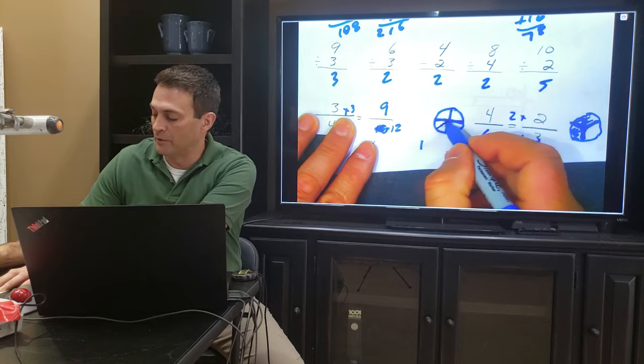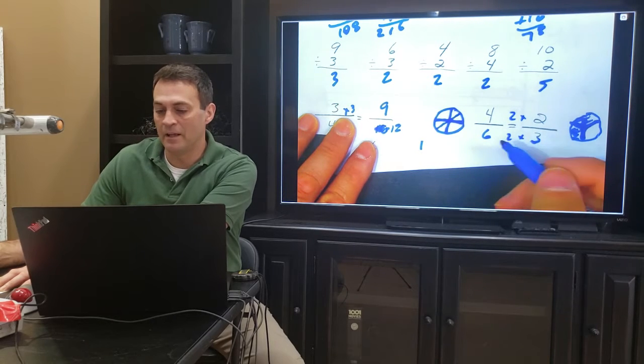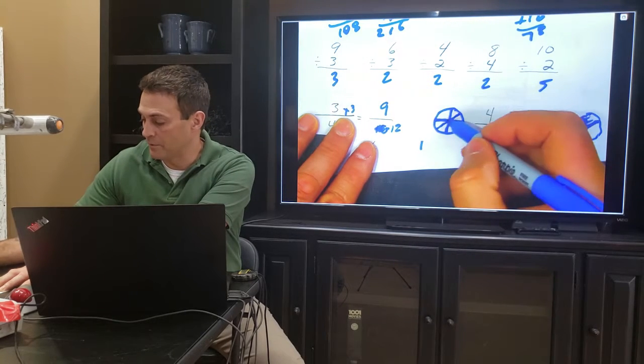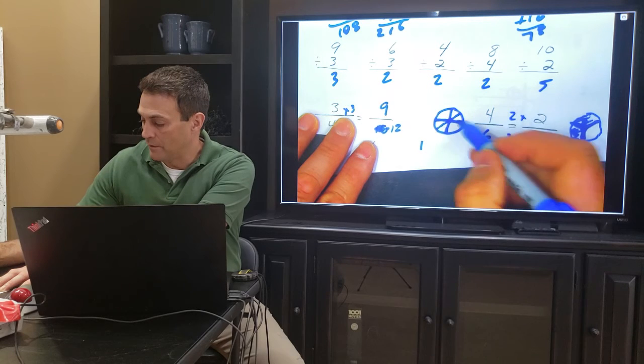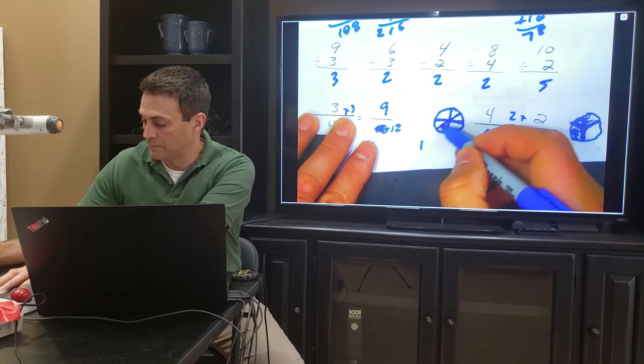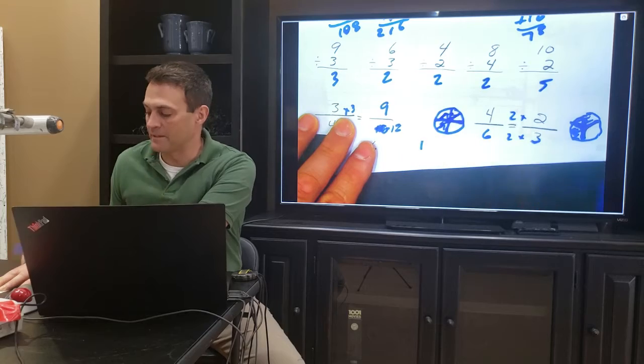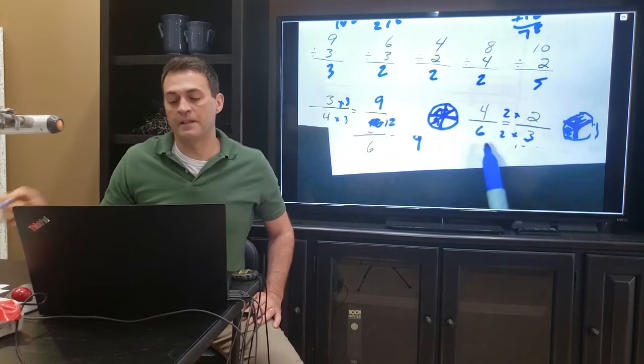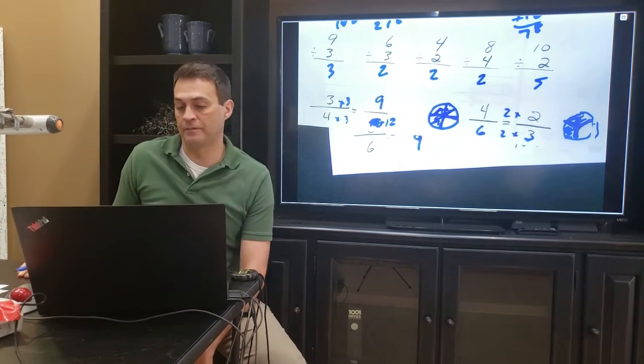Anyway, they're not really proportional, but this would be 4/6. 1, 2, 3. 1, 2, 3, 4. So anyways, it's almost the same. 4/6 is equivalent to 2/3. Okay.